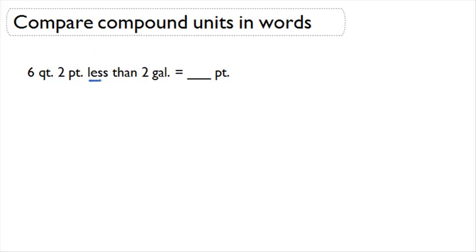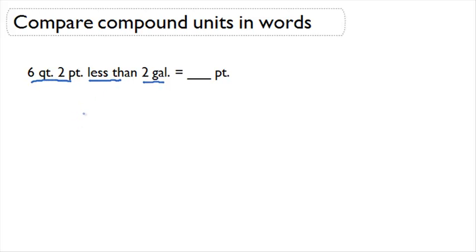We know that less than means that we're going to subtract. We know that we're going to start off with 2 gallons, since our 6 quarts and 2 pints less than 2 gallons is going to give us our answer. And we know that we're going to subtract from it 6 quarts and 2 pints.